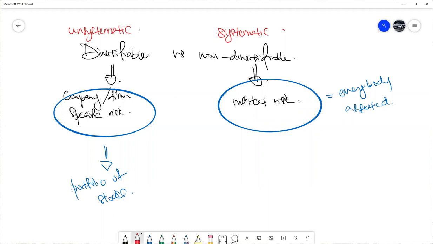D, this is the question where a lot of students were confused comparing to the issue in C. An oil tanker ruptures, creating a large oil spill. Is this a systematic or unsystematic risk? Is it affecting one company or every single company? Anybody?